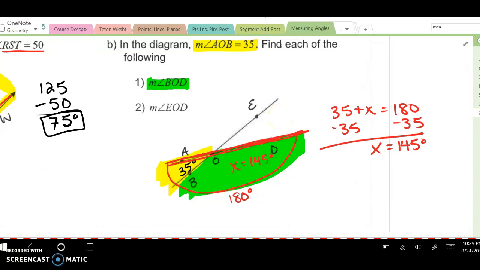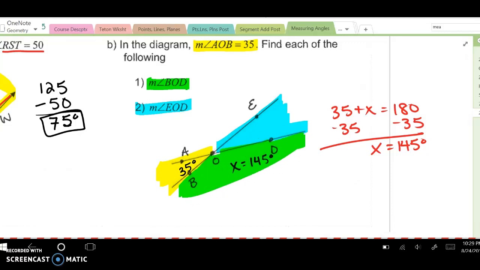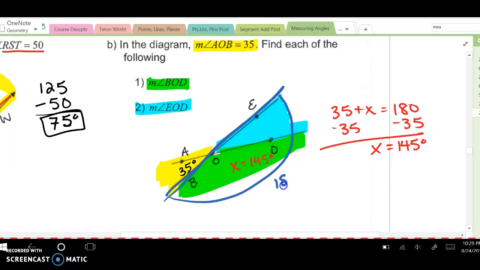Okay, and now we're supposed to find, in part 2, EOD. A couple of different strategies. If you know properties of your vertical angles, feel free to use those. Otherwise, I would use the fact that the green and the blue angle make a line together. These are 180 degrees. So I already know the green part of that whole 180 degrees is 145. Subtracted from 180 would be 35 degrees. Okay, so this one was 145 and this one was 35.